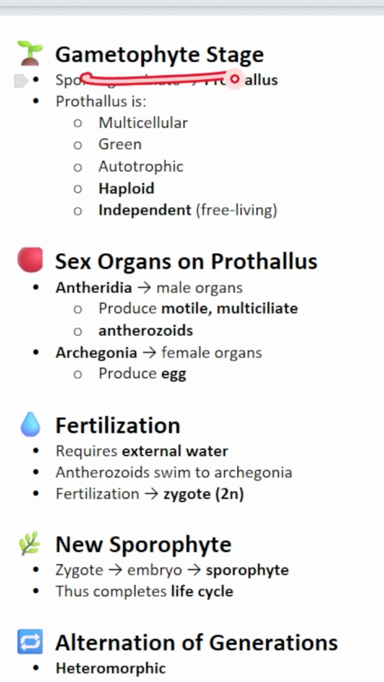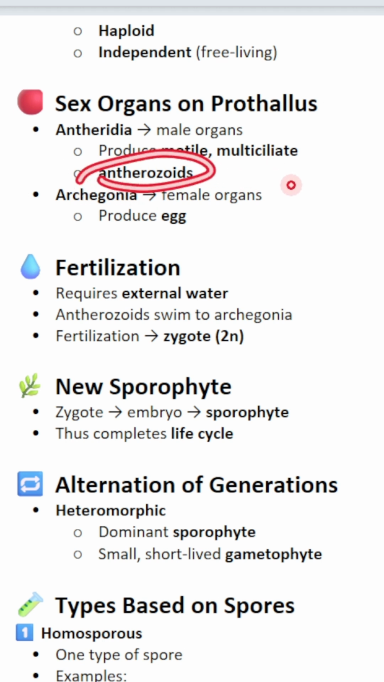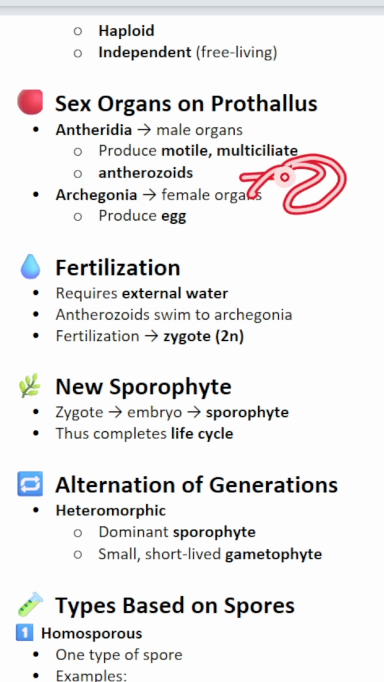As it's a gametophytic plant, it will produce gametes. When they produce gametes, they must have sex organs. So the Prothallus contains the sex organs in the form of antheridia and archegonia. The antheridia are the male sex organs. They produce the sperms, called antherozoids, which are multiciliated.